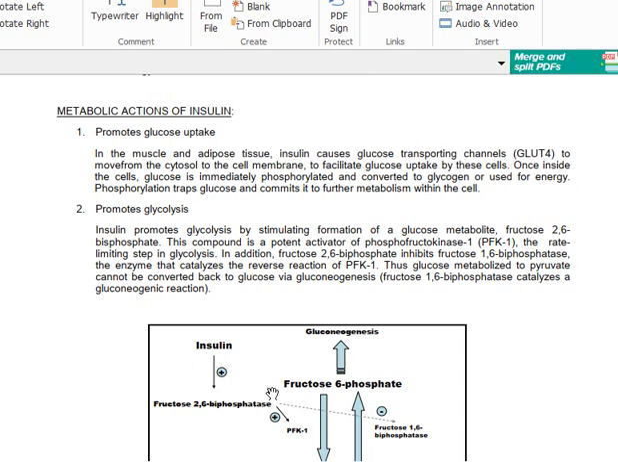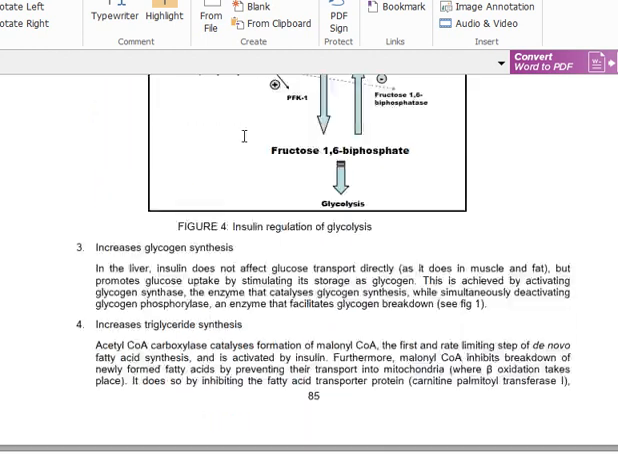Is it clear? So by those actions, this is to promote glycolysis. Now it's also going to promote glucose uptake. How does it promote glucose uptake? It's going to cause the glucose transporting channel, which is GLUT4, to move from the cytosol to the cell membrane. So it causes more production of GLUT4 in the cell, and the movement from cytosol to cell membrane. That's going to facilitate the transport of glucose.